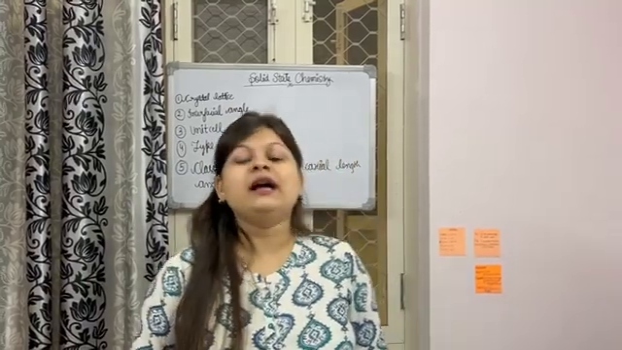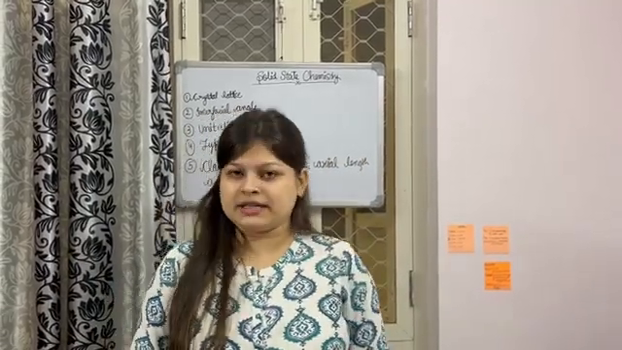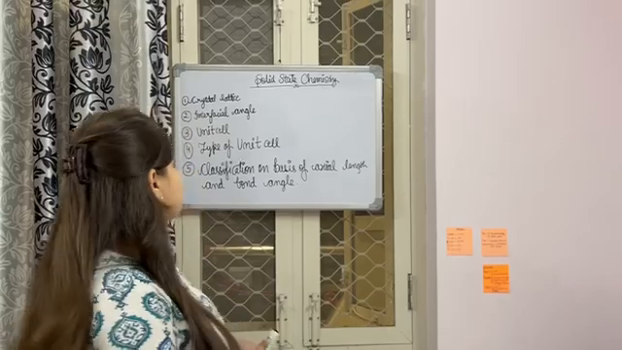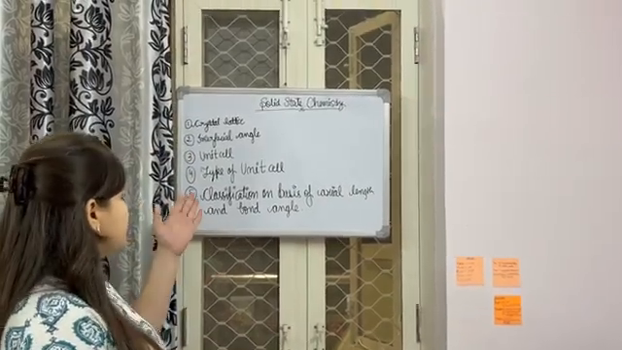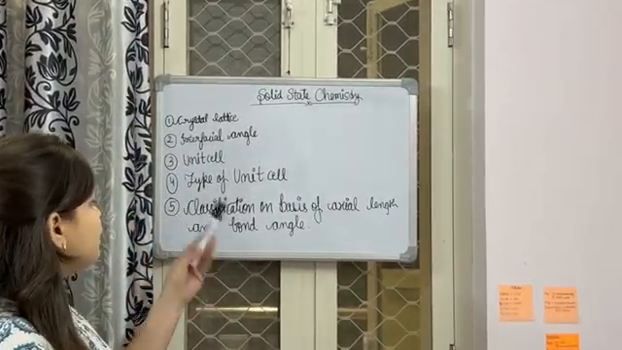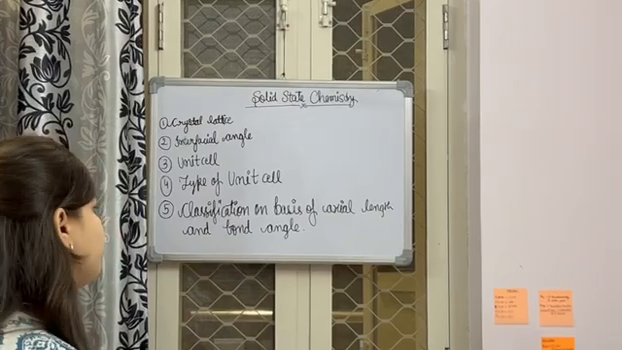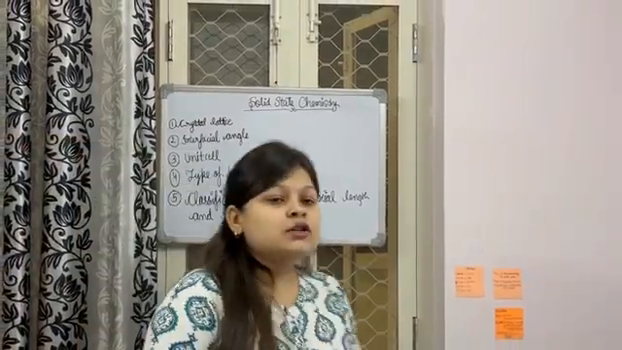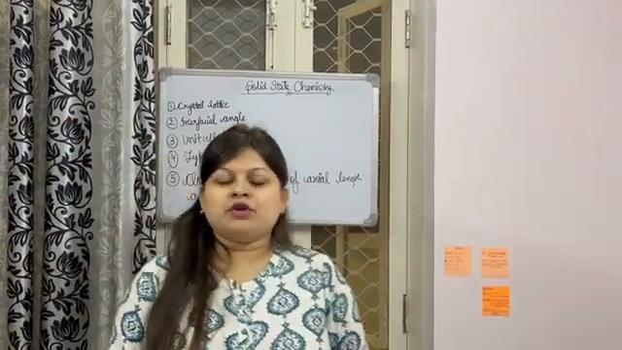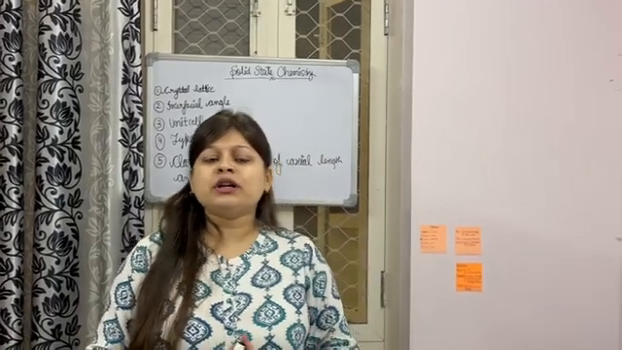Everyone, this is Soumya and today we are going to discuss solid state chemistry, in which we are going to discuss the crystal lattice, interfacial angle, unit cell, types of unit cell, and classification on the basis of axial length and bond angle. So first of all, before starting these subtopics, we have to understand what solid state chemistry is exactly.